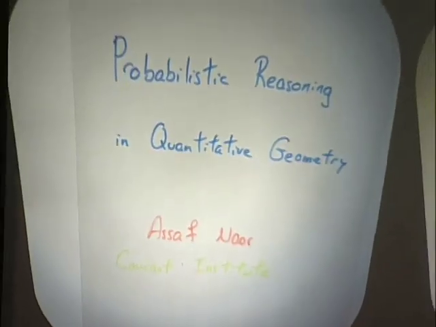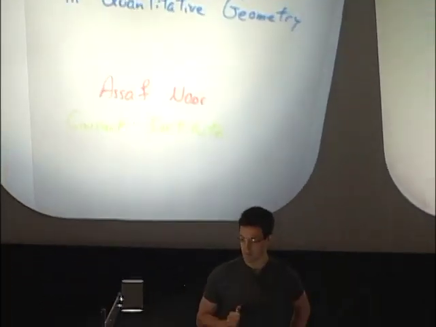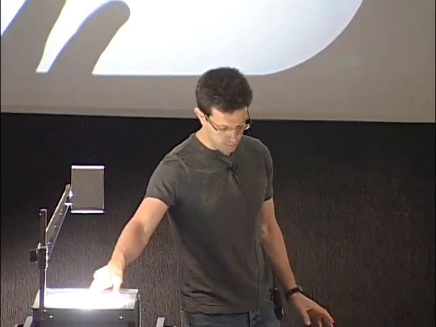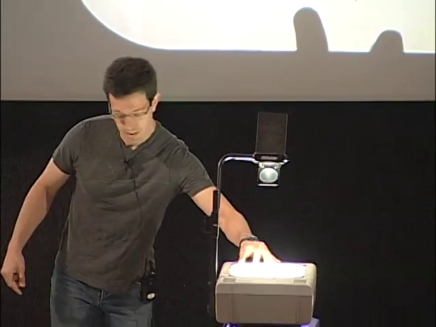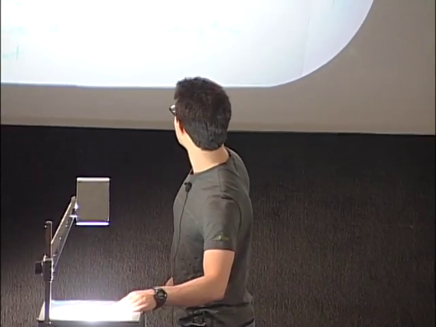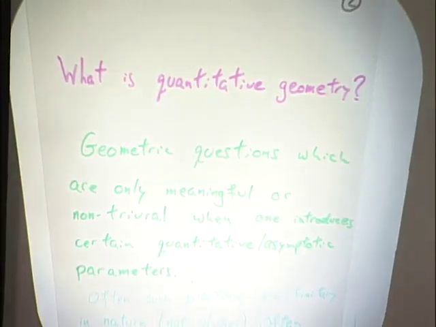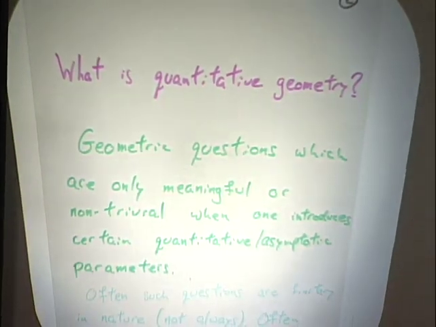The topic of my talk is more than a specific result or a specific family of results, although we'll see a few. It is a specific way of thinking on certain geometric problems. That's why it has the word reasoning in the title. Let me just put up a slide which says, what do I mean by quantitative geometry? This will become clear by examples during the talk.